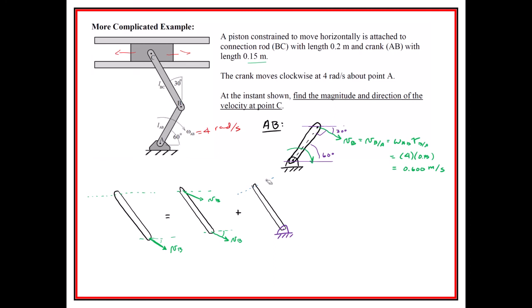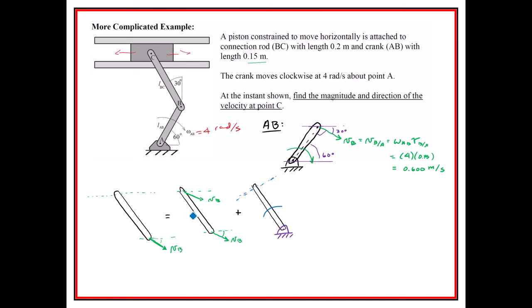And that doesn't quite look perpendicular to me. So let me fix it. Perpendicular right there. Boom, boom, boom, boom. Okay. Along that line. And our question is: is it to the left or is it to the right? Is it going to rotate clockwise or counterclockwise?